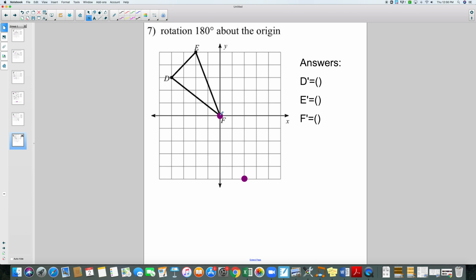Now let's find D prime. If we follow from our F, we know on the axis it's 1, 2, 3 away, and 1, 2, 3, 4 away from the line. So let's go down 3: 1, 2, 3. And we know it's 4 away in the opposite direction: 1, 2, 3, 4. All right, let's draw our line.